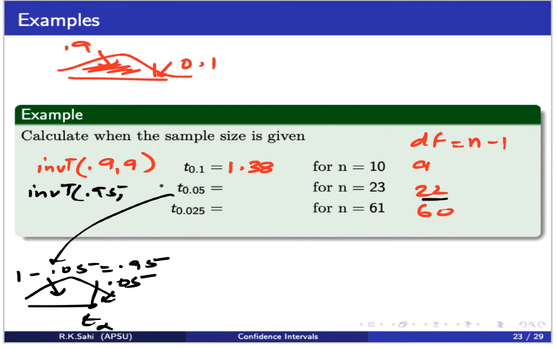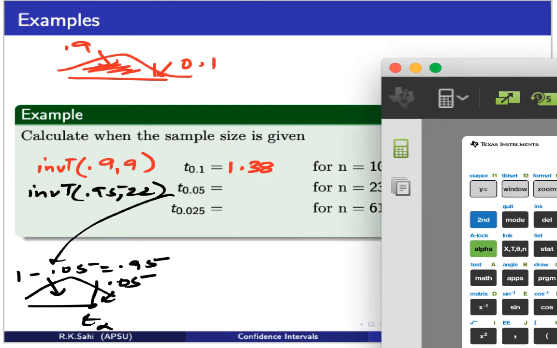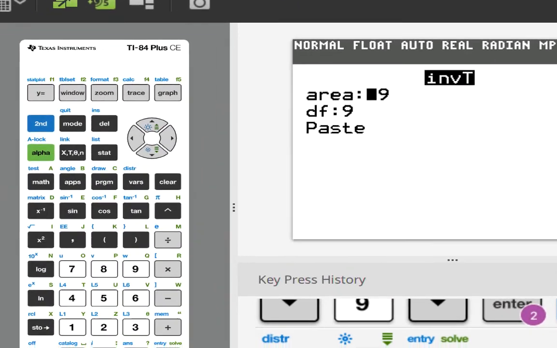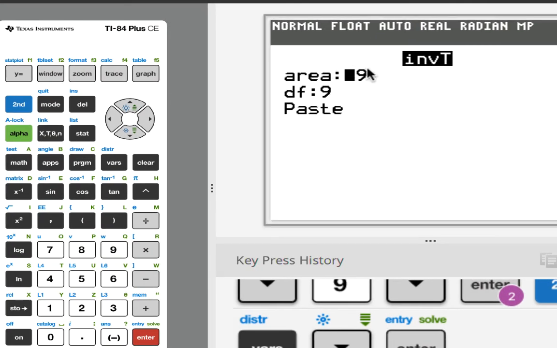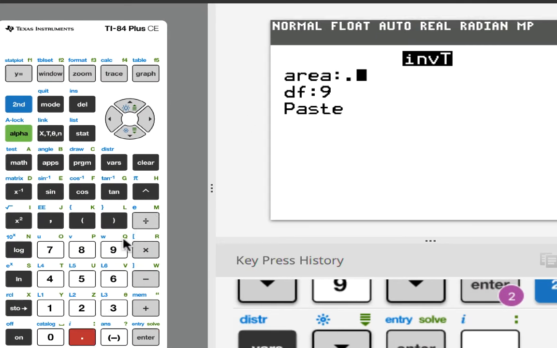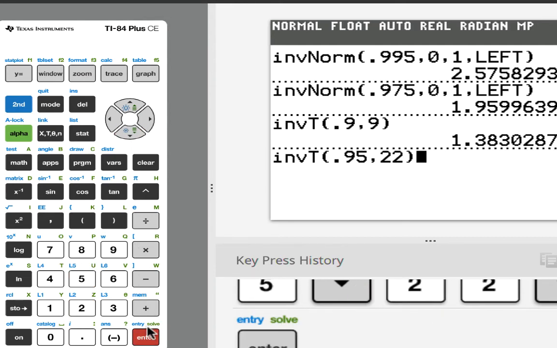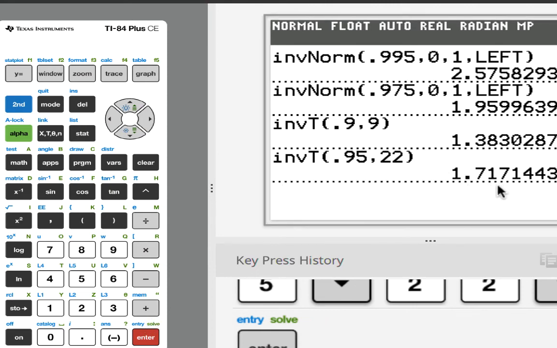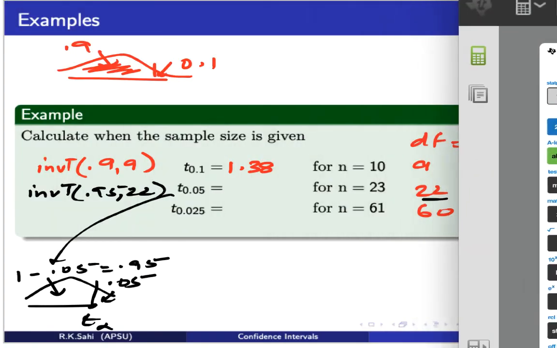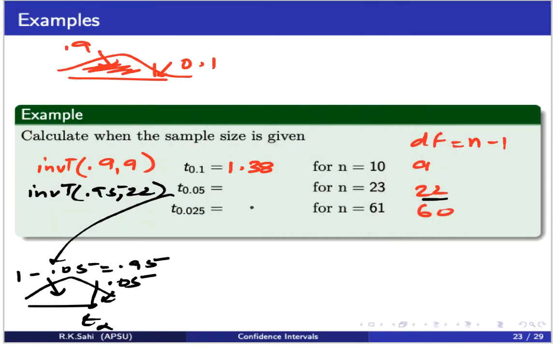How many degrees of freedom? 22. Okay, let's go ahead and do this one here. So it's 0.95, degrees of freedom 22. Cursor to paste, enter, enter. 1.717. So what's the answer? 1.717.